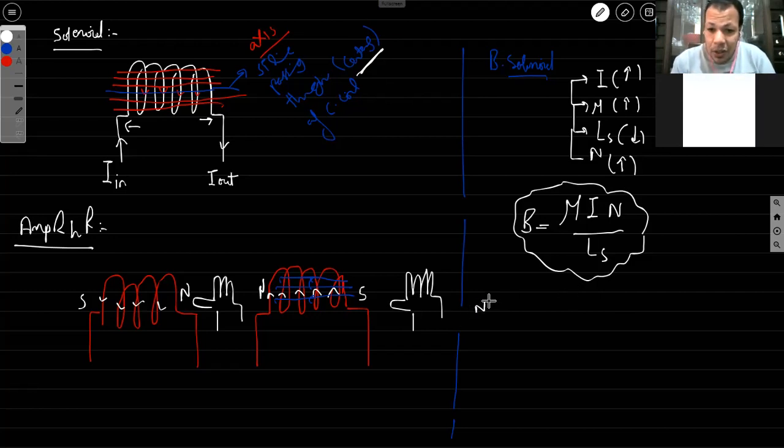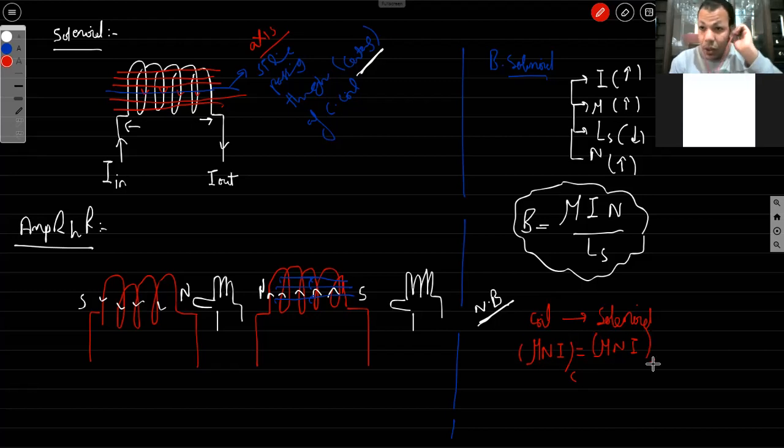Note that for the solenoid, we have more than one important hack. First of all, if we have a coil, and we reshape it into a solenoid, so mu N I will be the same. Again, we have a coil, turn it into a solenoid, or we have a solenoid, turn it into a coil. So mu N I for the coil is equal to mu N I for the solenoid. No change. The change happened only for the length of the solenoid or the diameter. Okay, this is the first point.